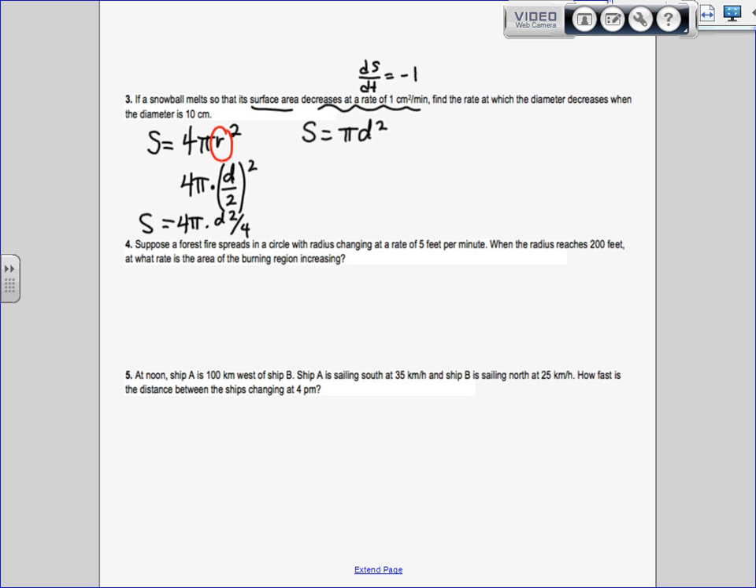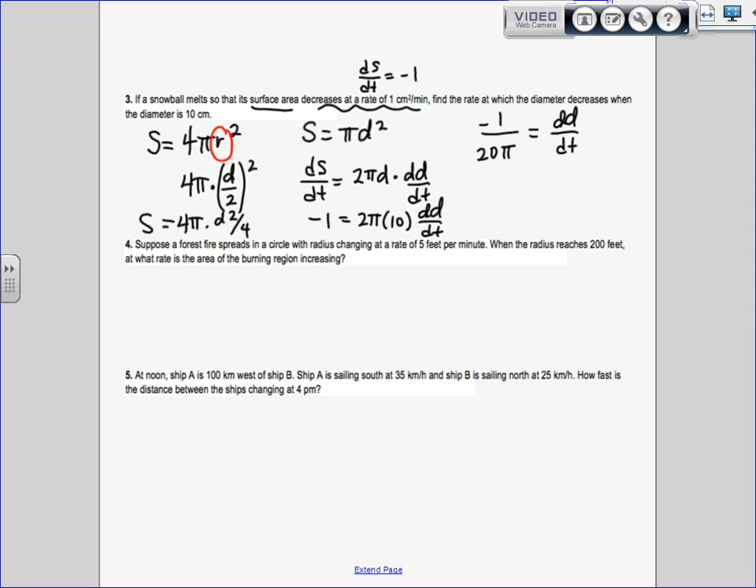Now we can take the derivative. So when I take the derivative, I get dS over dt equals 2 pi d dd over dt. I love d. dd over dt. Now we can find it. So we can plug in. So we have to find the rate at which the diameter decreases when the diameter is 10. So we're going to plug in 10. We're finding dd over dt. And we know dS over dt is negative 1. So we get negative 1 over 20 pi when we divide it over.